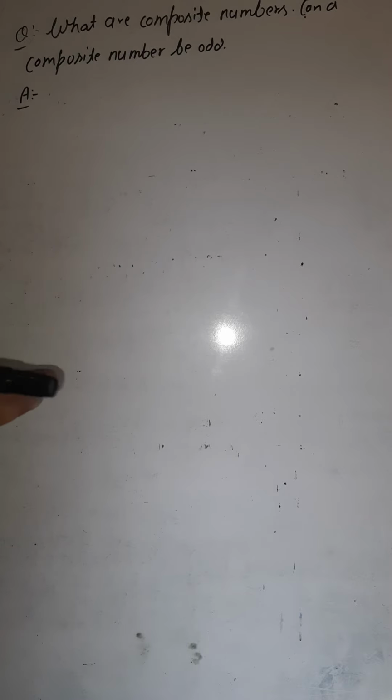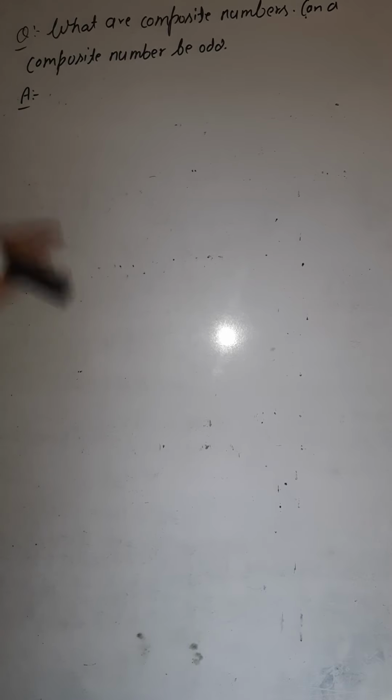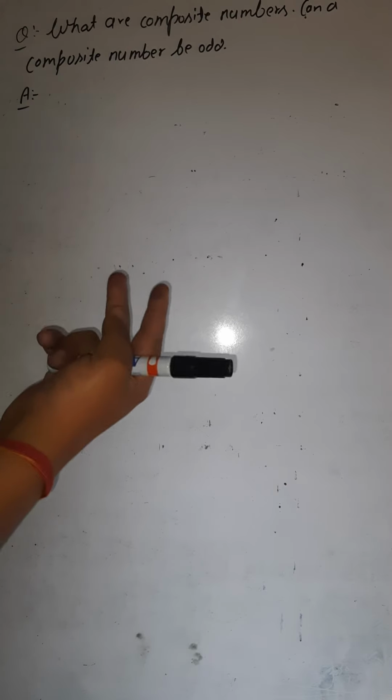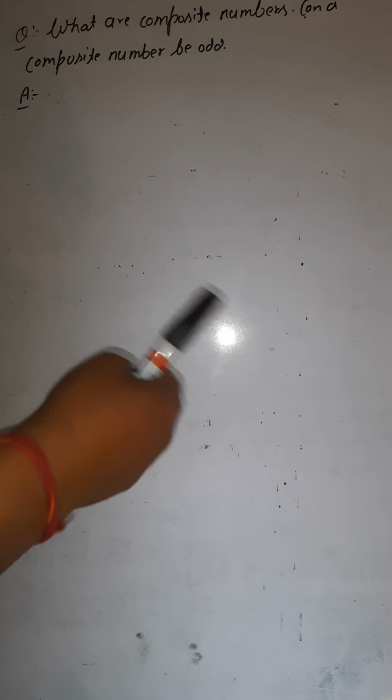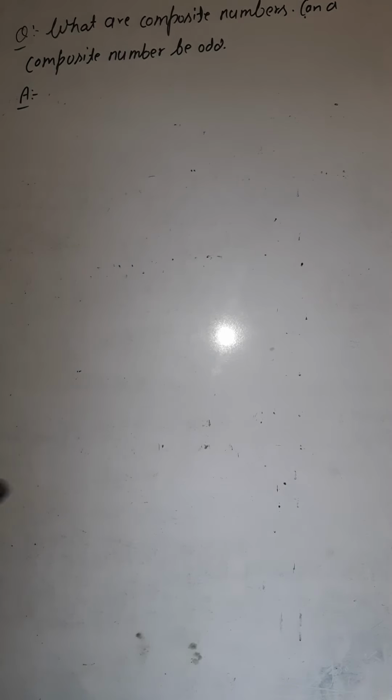So the numbers with more than two factors are called composite numbers, and the numbers with only two factors are known as prime numbers. This is the difference between prime and composite numbers. The numbers which are not prime, you can call them composite numbers.